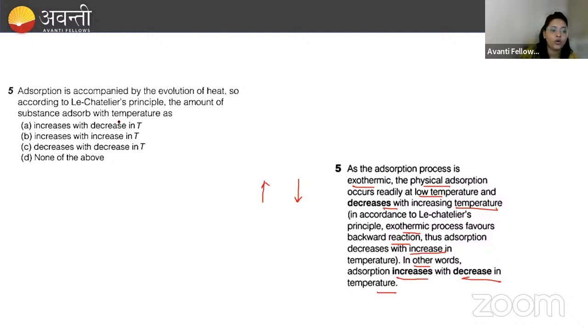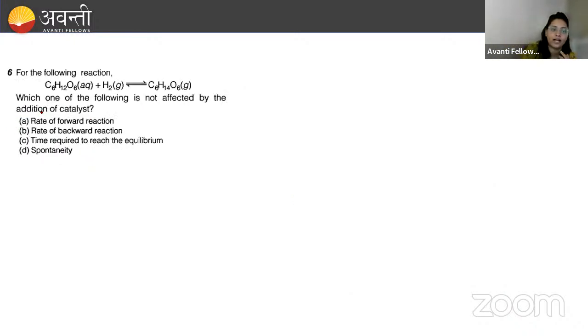So here, what do we want? The amount of substance adsorbed with temperature: increases with decrease in temperature, increases with increase in temperature, decreases with decrease in temperature, none of the above. So here, what will be our answer? The answer will be A. The amount of substance adsorbed increases as temperature decreases, and decreases as temperature increases. Only one option was correct here, so option A is our answer.